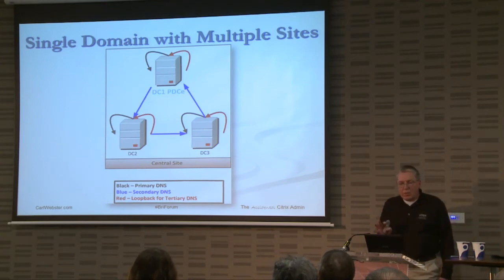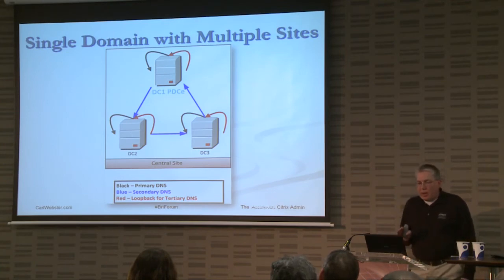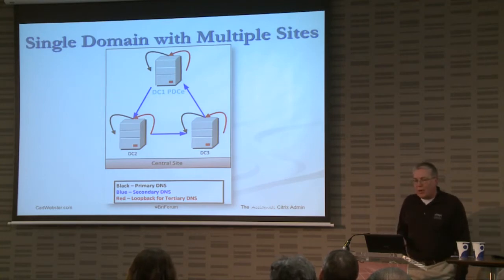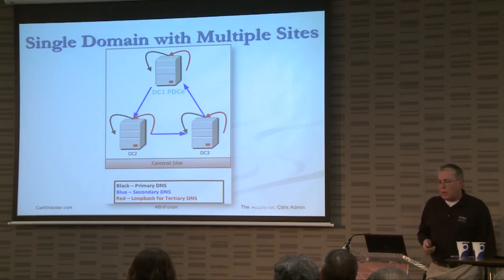So now what do we do if we have a single domain with multiple sites? Again, these are just recommendations. What we're going to have is every domain controller is going to point to itself for primary, and it's going to point to another domain controller in the site for secondary, and they'll all point to their local loopback for tertiary.